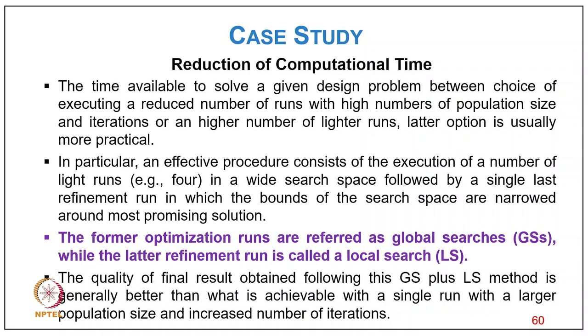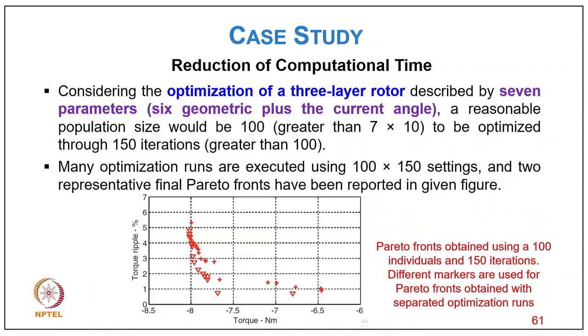The former optimization runs are global searches, GS, while the later refinement run is called a local search, LS. The quality of the final result obtained following this GS and LS method is generally better than what is achievable with a single run with a large population size or an increased number of iterations.